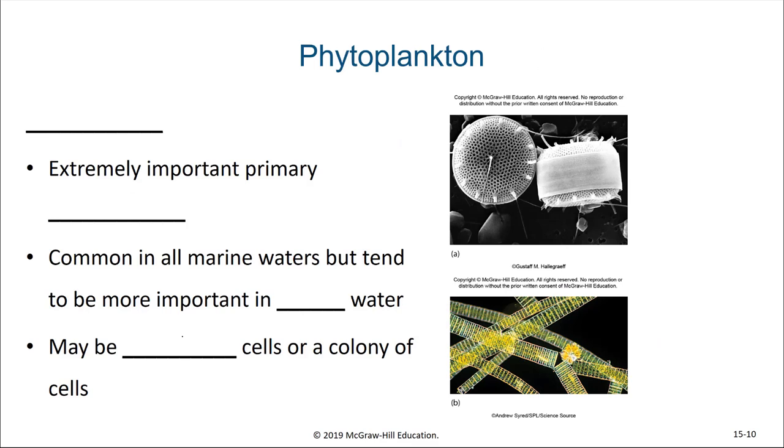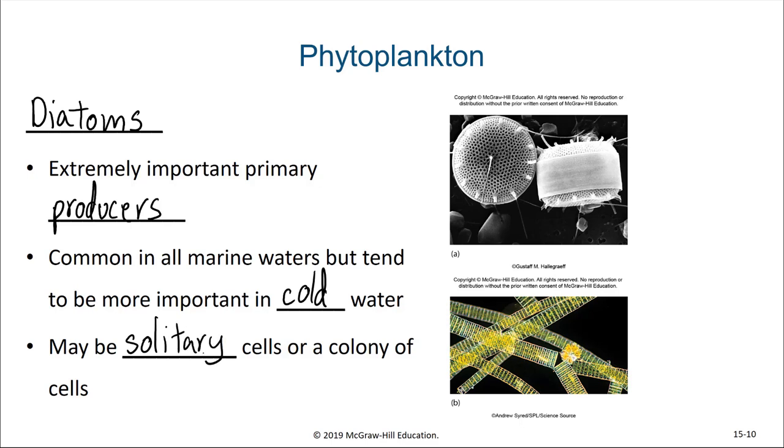We had discussed various types of plankton in previous chapters, but we'll revisit them here because they make up such important parts of the epipelagic communities. So diatoms. These are considered to be net plankton. They are extremely important primary producers, especially in polar waters. They are common in all marine waters, but tend to be more important in cold water. These diatoms may be solitary cells, or a colony of cells, and their outer shell is made out of silica.